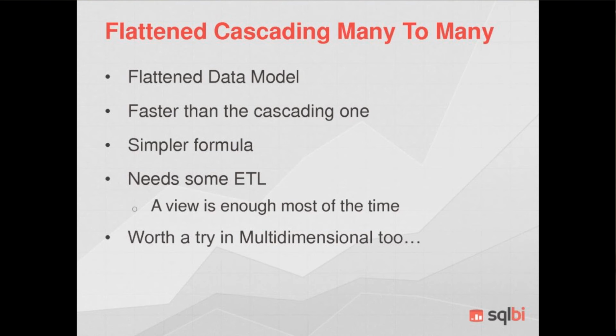While with the flattened cascading, the formula is simple. There is just a need of some ETL, but performance might be faster. Might be, really depends on the size, on the distribution, and all the stuff we have seen yesterday about column size and so on. Okay?